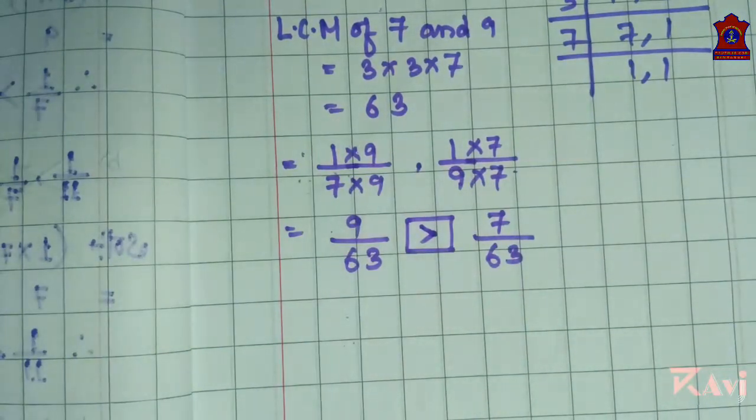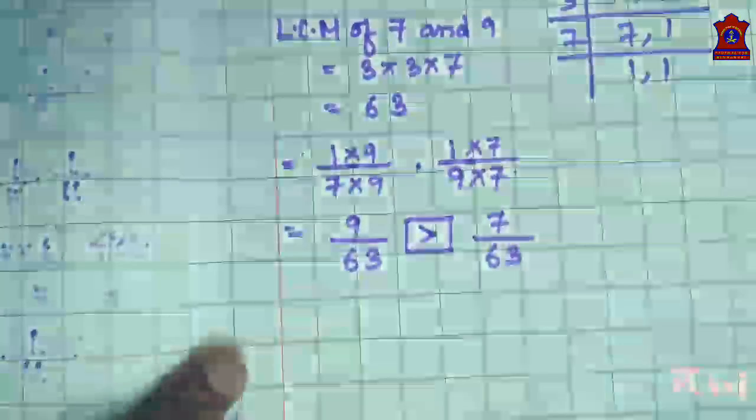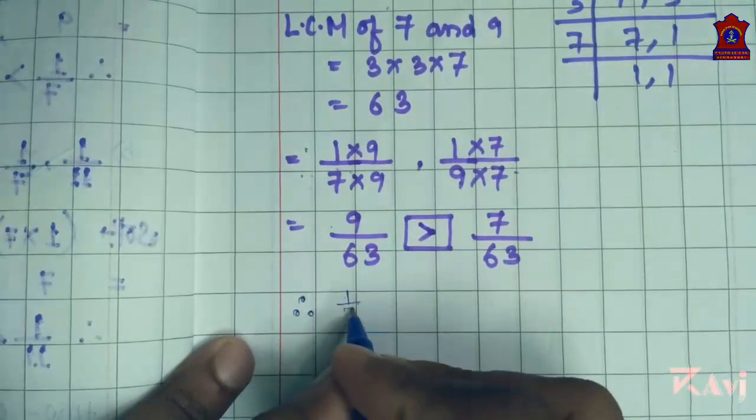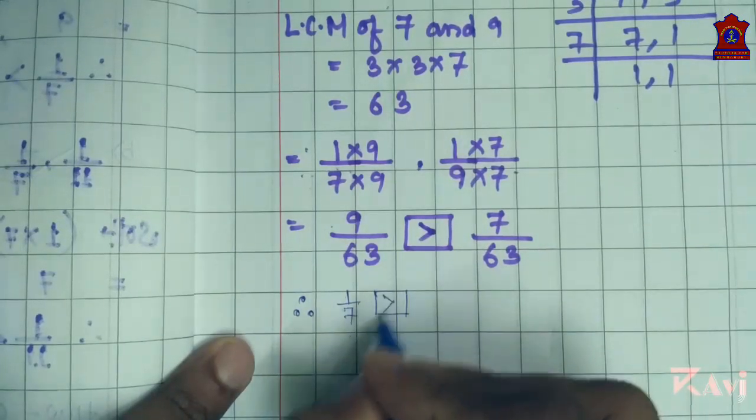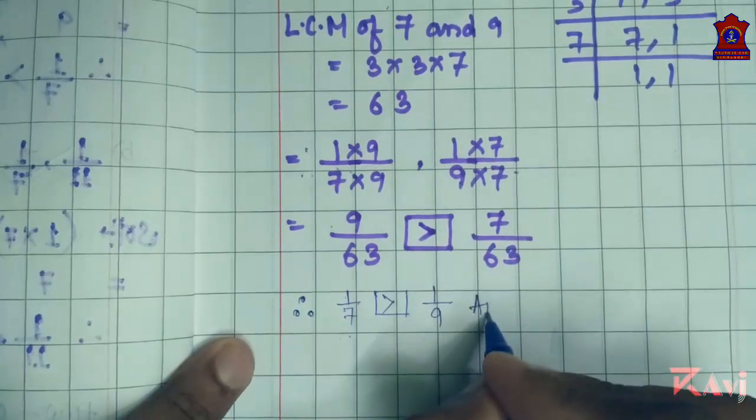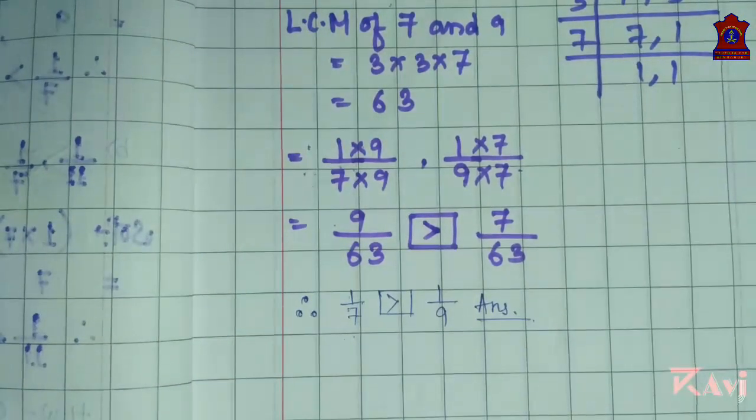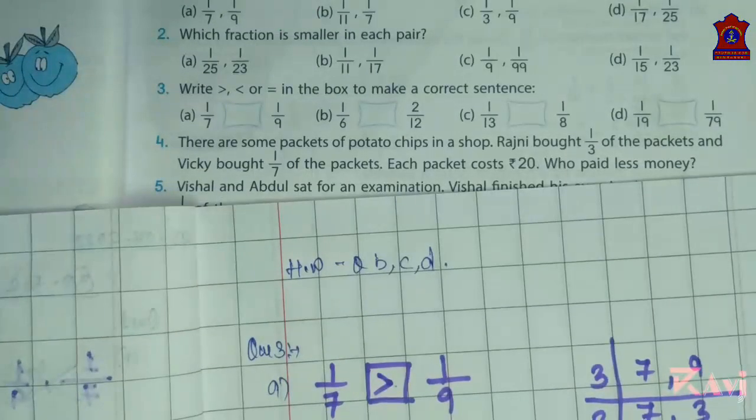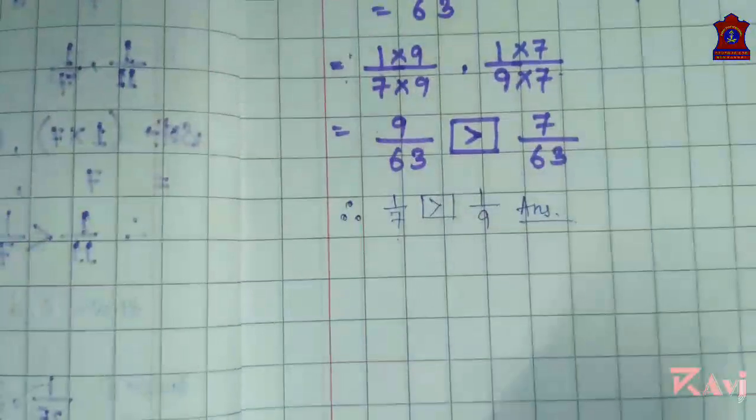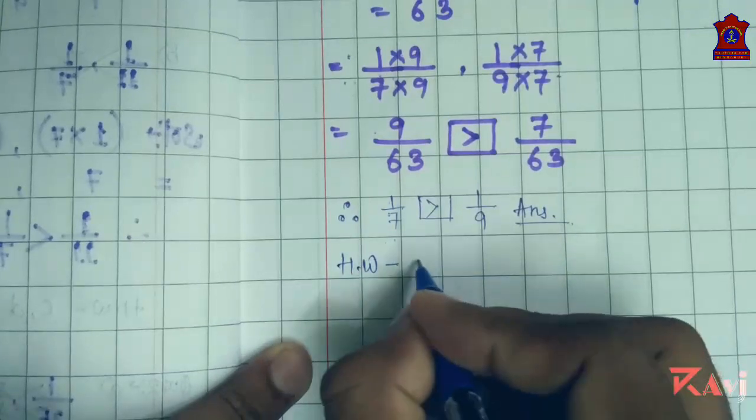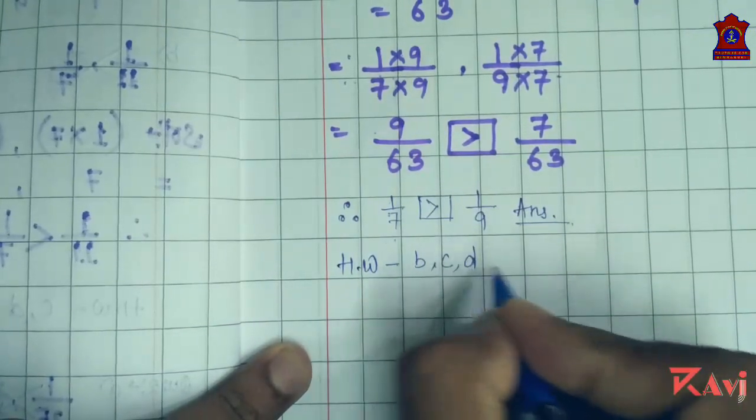Therefore, you can write your answer like this. Therefore 1 by 7 is greater than 1 by 9. Clear? This is the answer. Understood? Now, hope you have understood this. So other questions B, C, D you will be doing at home as a practice. If you will practice more, you will be able to solve all the questions.